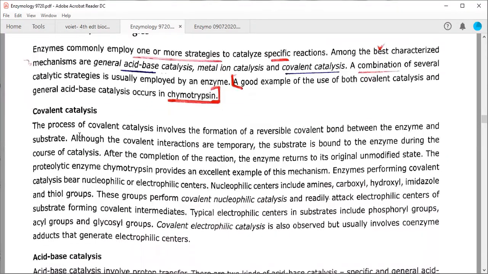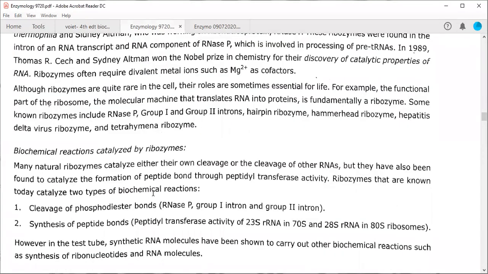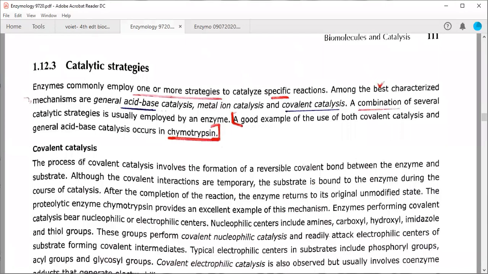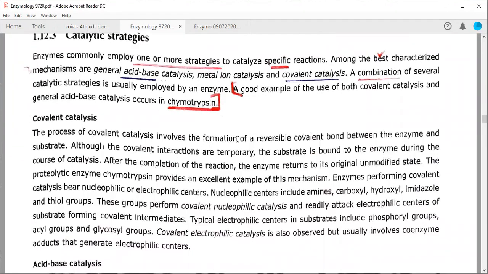The process of covalent catalysis involves the formation of, if you have the Pathfinder 7th edition, this is given on page number 111, reversible covalent bonds. Why is it called reversible? Because it is transiently or temporarily formed. Once this is formed, the reaction will be over and then it will be reverted, meaning broken down. And this is found between the enzyme and substrate.